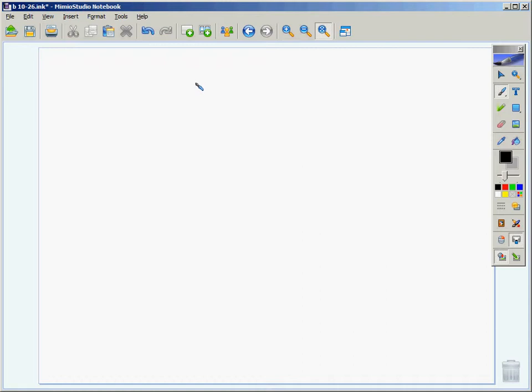15, G is less than a negative 18, an open circle on negative 18 going to the left. 16, Y is less than or equal to a negative 16, a closed circle on negative 16 going to the left. And number 17, A is greater than or equal to 16, a closed circle on 16 going to the right.